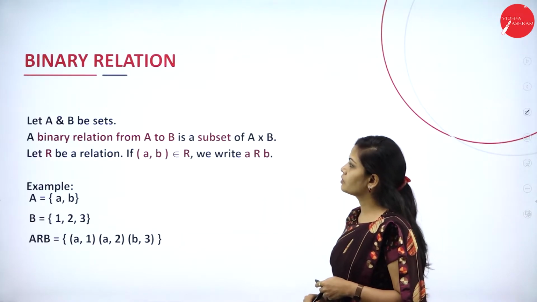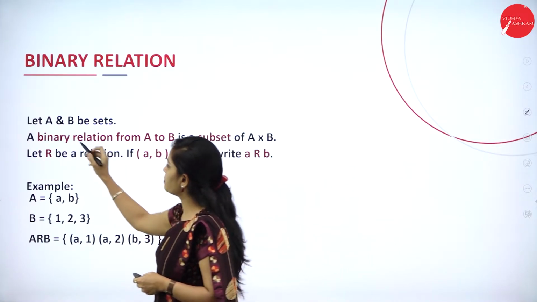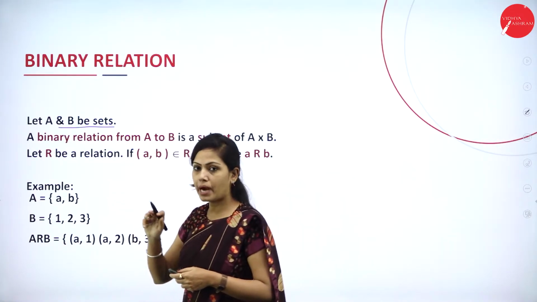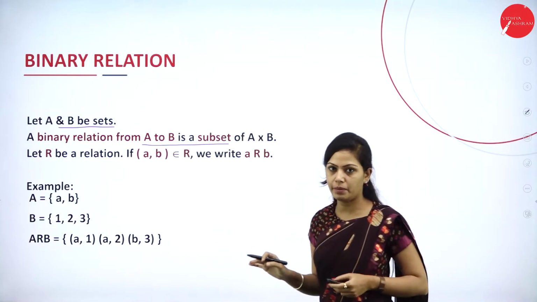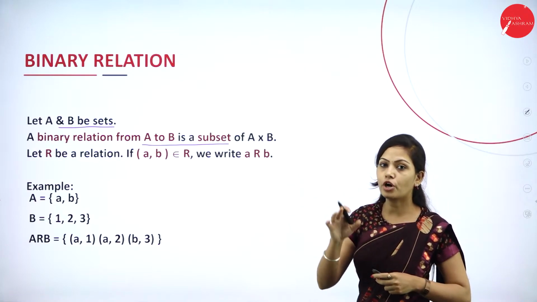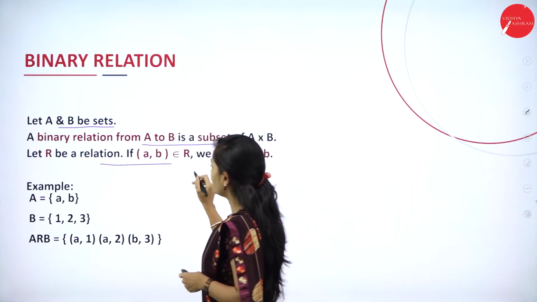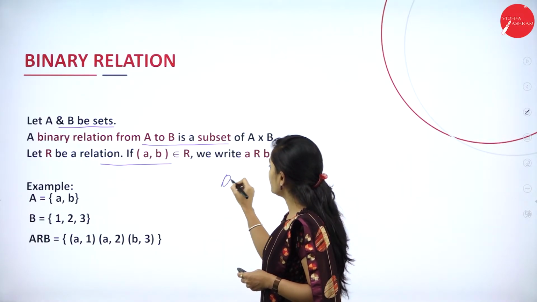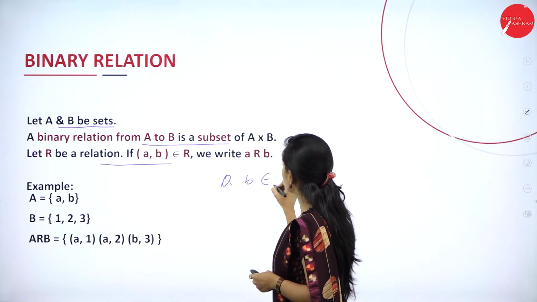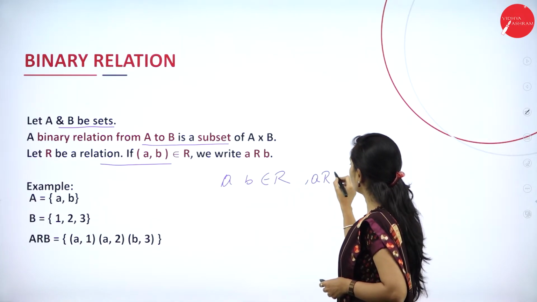The next concept we have is binary relation. Let A and B be sets. A binary relation from A to B is a subset of A cross B. Let R be a relation; if (a, b) belongs to R, so (a, b) belongs to R, then we can write a R b, a is related to b.